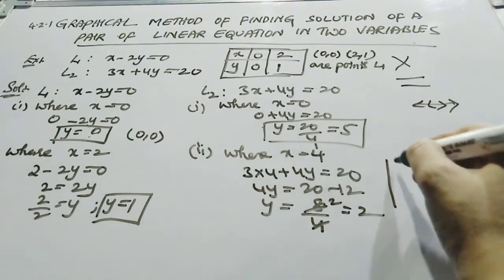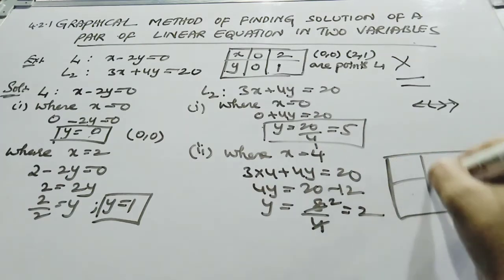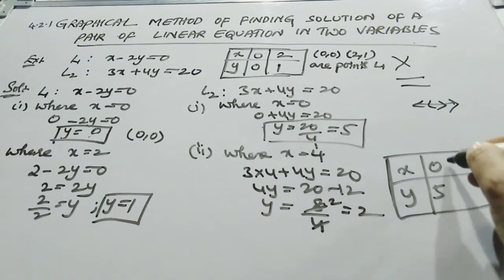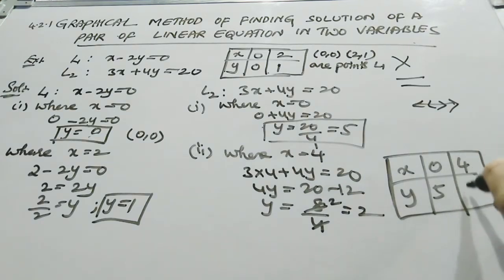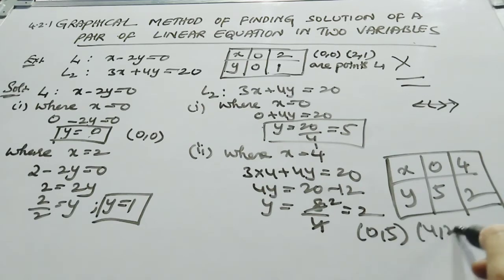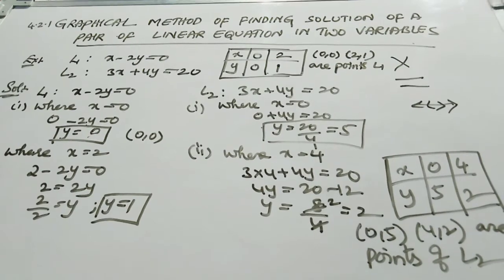Just draw the table of x and y coordinates. When x is 0, y is 5. When x is 4, y is 2. After getting the table, the coordinates 0, 5 and 4, 2 are points of L2. Let's draw the graph.